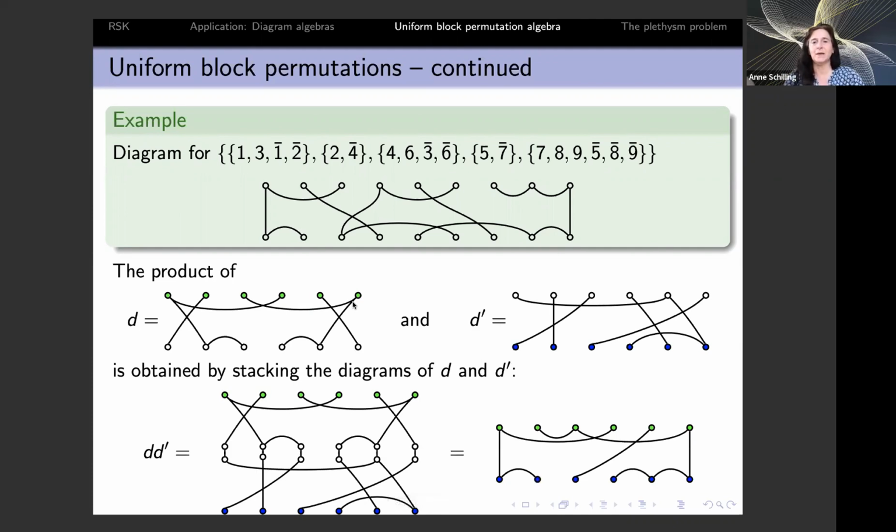You can take products of such elements by just stacking them on top of each other. So here is, for example, a particular uniform block permutation. D prime is a different one. And we can take the product by stacking them on top of each other and then just looking at the connected components that you get at the end of the day. So here's an example of that.